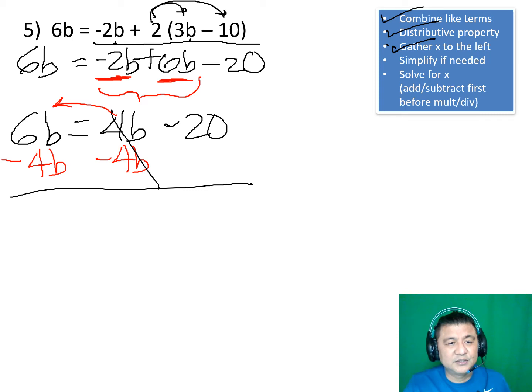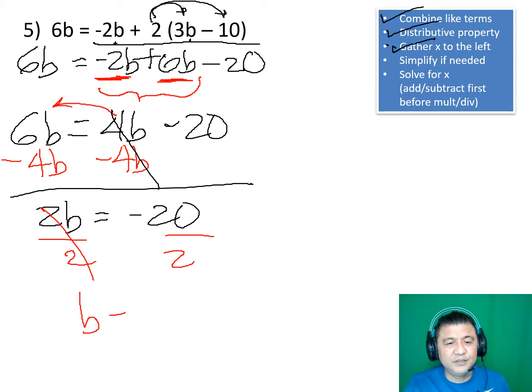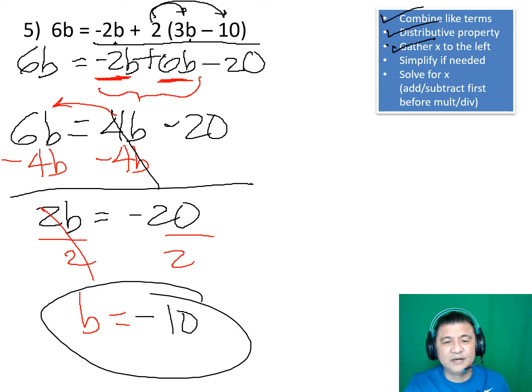What remains on the left side is 2B, equal to negative 20. How do I get rid of times 2? Divide by 2 on the left, divide by 2 on the right. Show it, then I can cancel it. B is now negative 10. See, we simplified and solved.